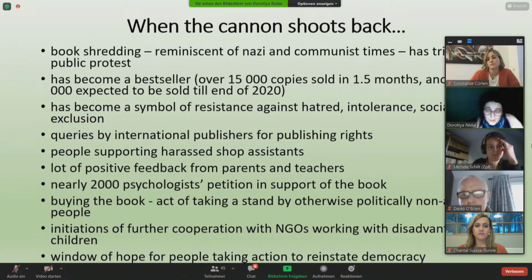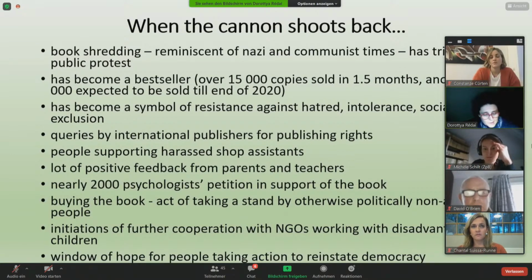We have been approached by international publishers. People went to bring chocolates for harassed shop assistants. We got a lot of positive feedback from parents and teachers. There was a petition signed by nearly 2,000 psychologists in support of the book. And so buying the book has become a sort of act of taking a stand, even by people who would otherwise not be active politically, or not active in civic matters or citizenship matters. We have been discussing further cooperation based on the book with other NGOs. So this is giving us a little hope that maybe something got triggered, and that maybe there is hope to return to some democratic framework in the end.